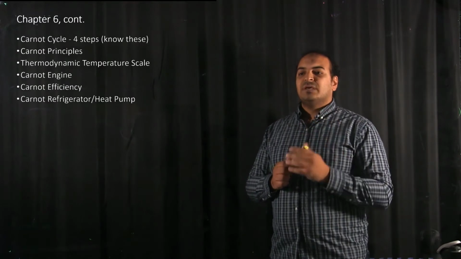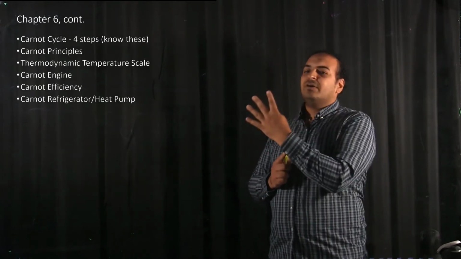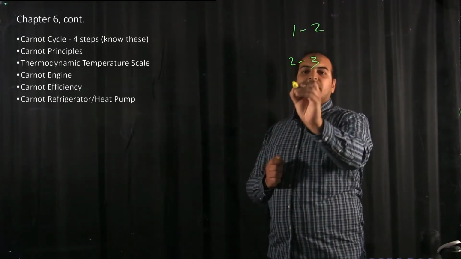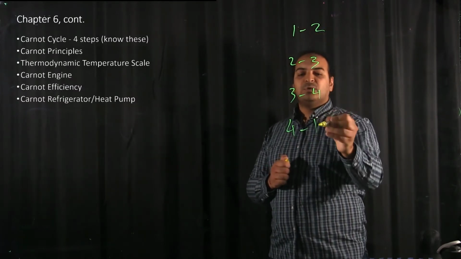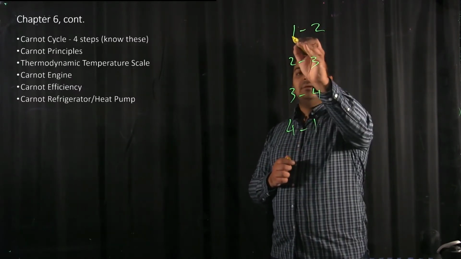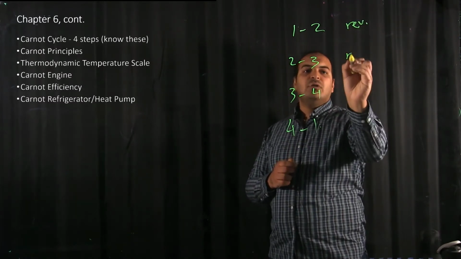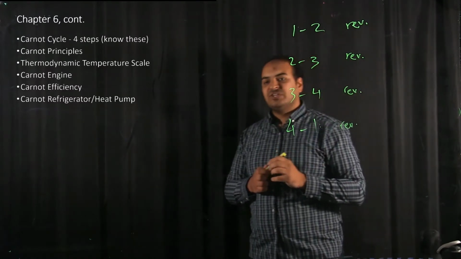So we talk about Carnot cycle. Carnot cycle has 4 steps, 4 processes. All 4 are reversible: 1 to 2, 2 to 3, 3 to 4, 4 to 1. It's a cycle, going from 1 back to 1. All of them are reversible. This is the most efficient cycle.